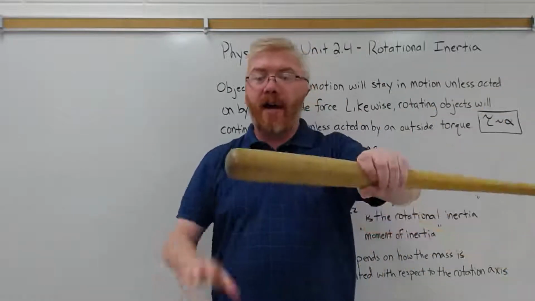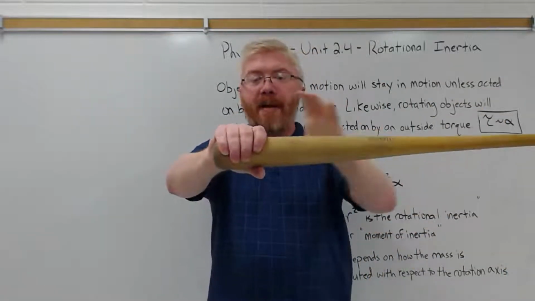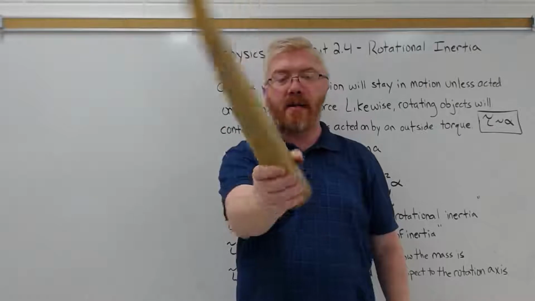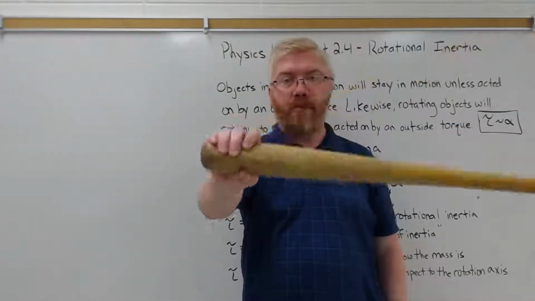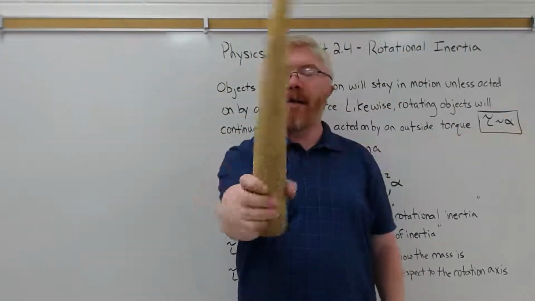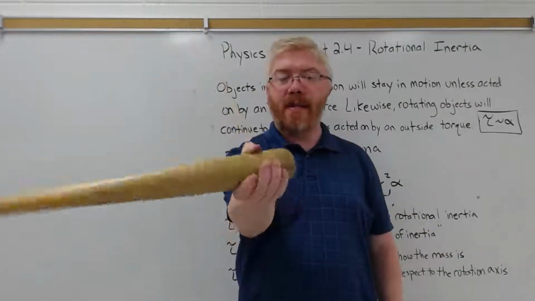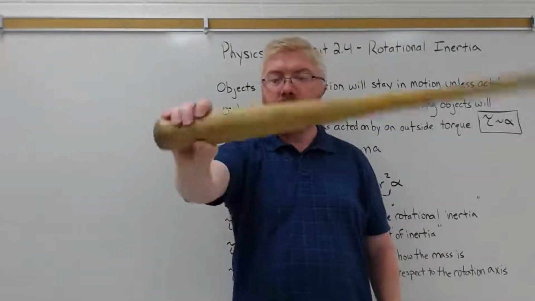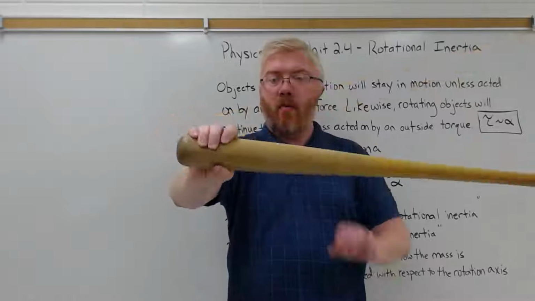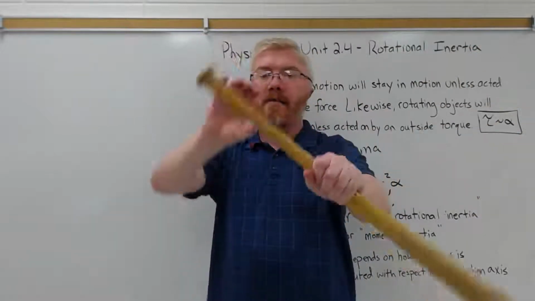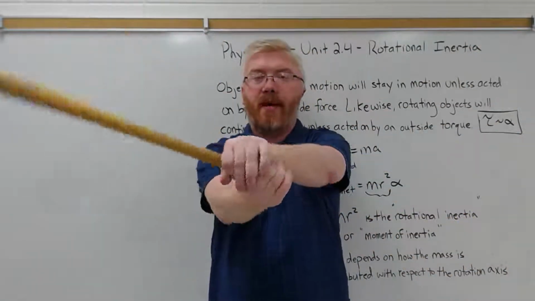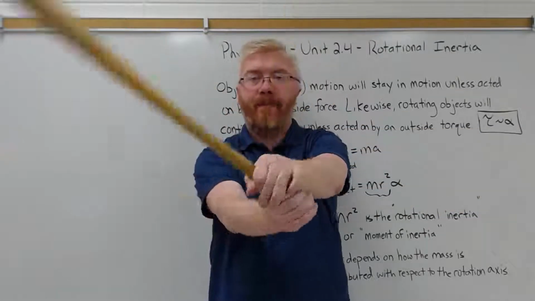If I change it around, if I grab the massive part of the bat, now most of the mass is near the rotation axis, and this is actually very easy to do. It's very easy to create an angular acceleration of the bat about my rotation axis when the mass is close to the rotation axis than when it's far away. I'm going to use two hands because my wrist is getting a bit sore. So you can try this at home.